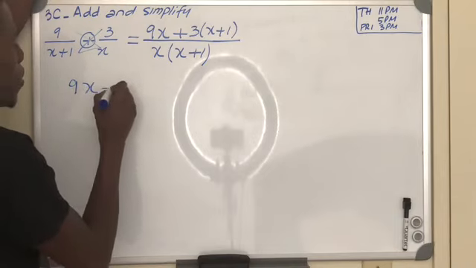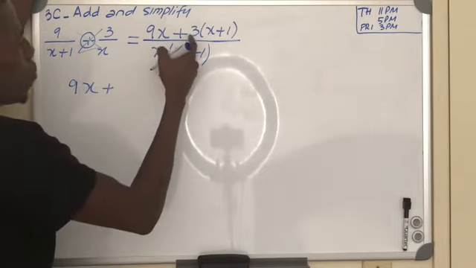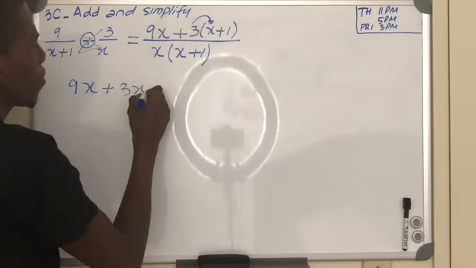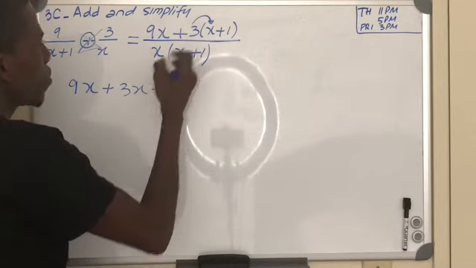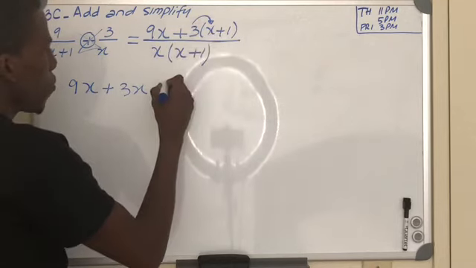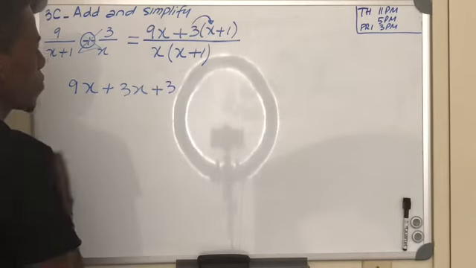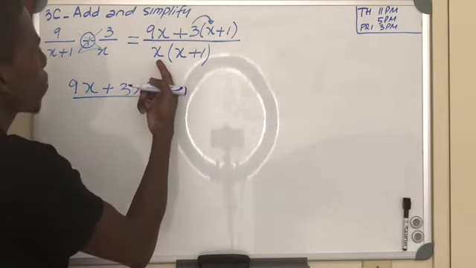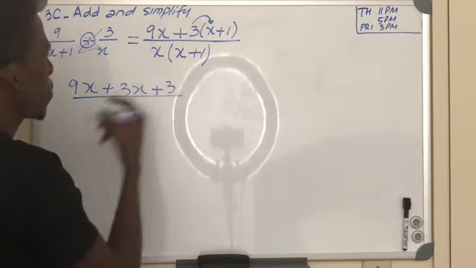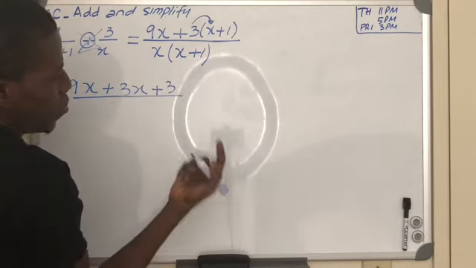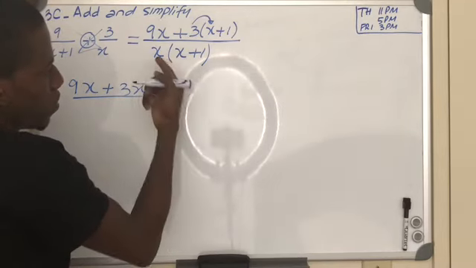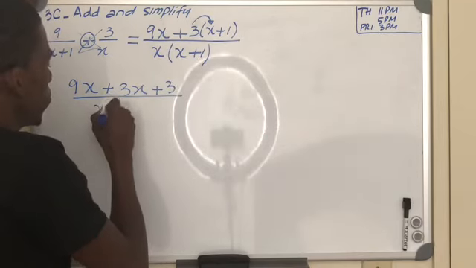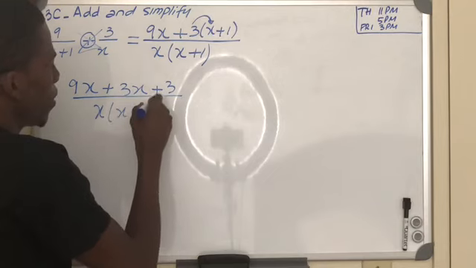9x plus 3 times x is 3x plus 3 times 1 is 3, divided by x times x. I can leave this as is, but I can also multiply. So it's going to be x squared plus x, or I can leave it like this. It's not a problem. I can leave it like this.